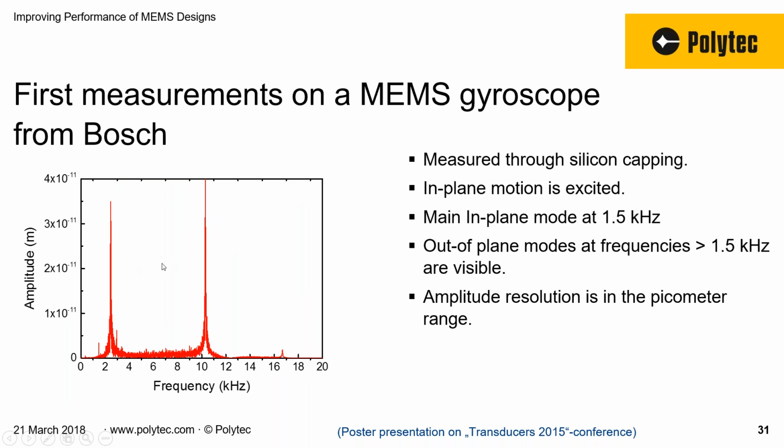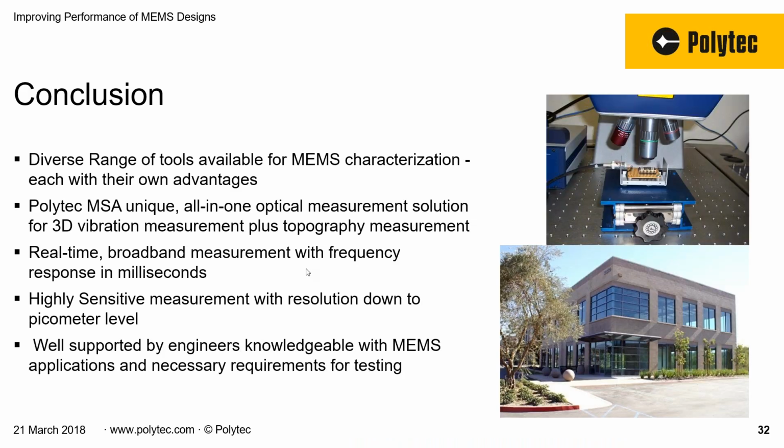We were able to target the laser beam through and then look at the resonant frequencies and pick out that there are out-of-plane resonances higher than 1.5 kilohertz, and then determine the amplitude of those responses, also down in the picometer range. This is a neat capability. We're still in the process of developing it, but it's something that we'll have pretty soon for looking at encapsulated devices. This was a short presentation just showing the capabilities that we have for MEMS characterization.